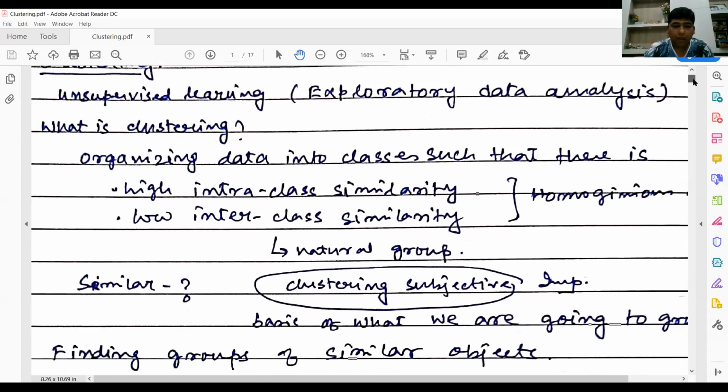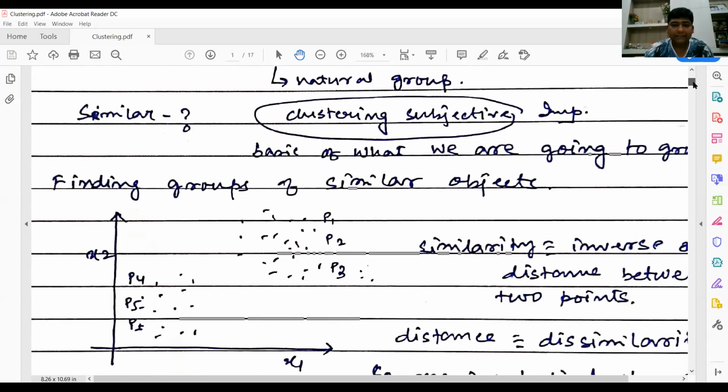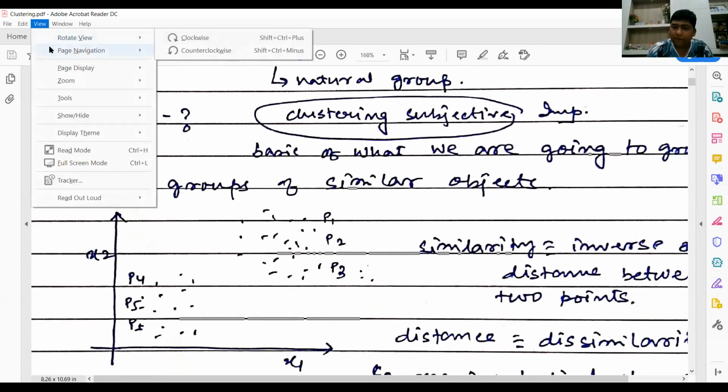Now I am going to the next part. What is the next part? I already told you the main concept. The basic idea is that we are going to group, finding groups of similar objects. That is the main important motto: we have to find the groups, and we are going to group similar objects.